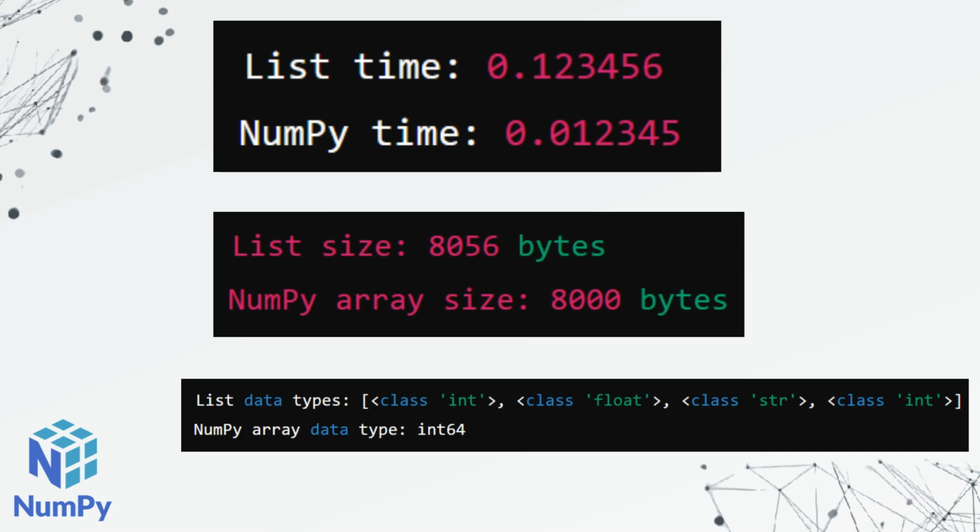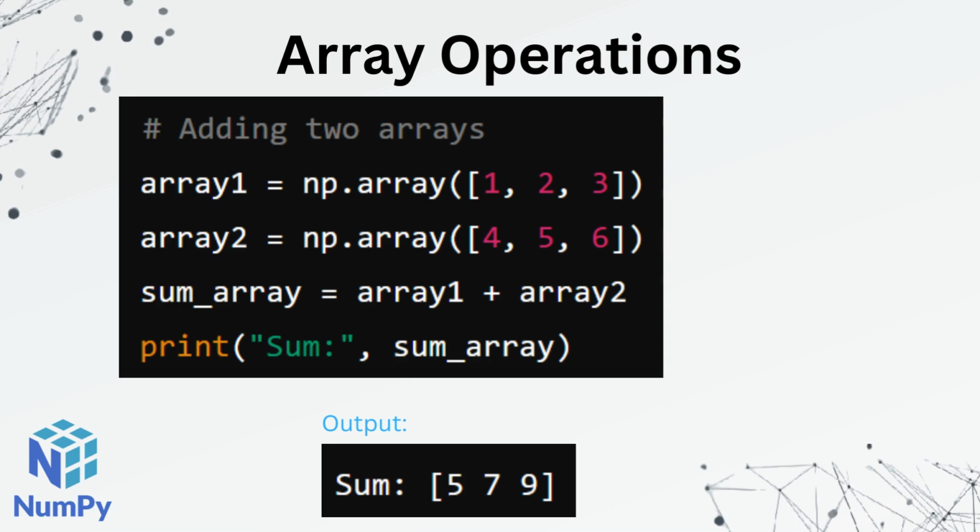There is a downside too: in a list you can use multiple data types, but in NumPy you cannot use multiple data types. You can only use one type. Also, a NumPy array has more functionality than a list. So NumPy arrays are efficient and useful for machine learning, AI, and data science tasks. Okay, so let's see the array operations.